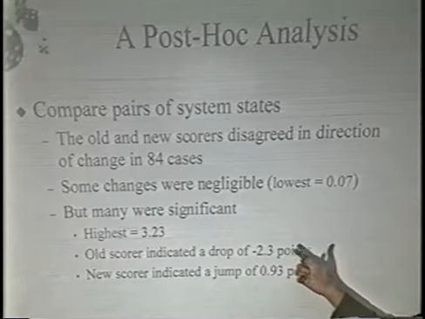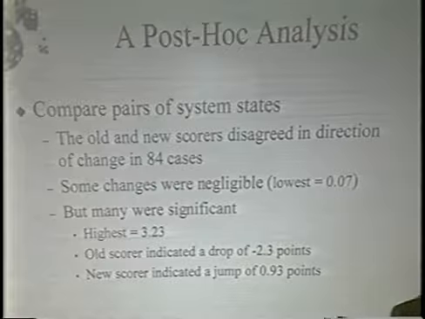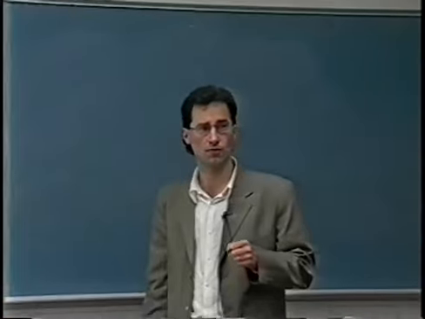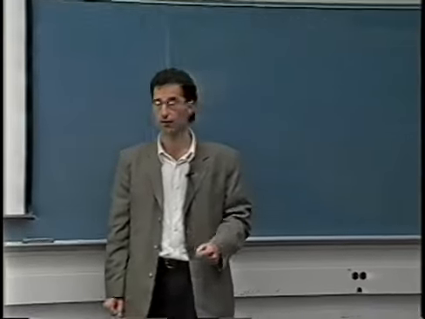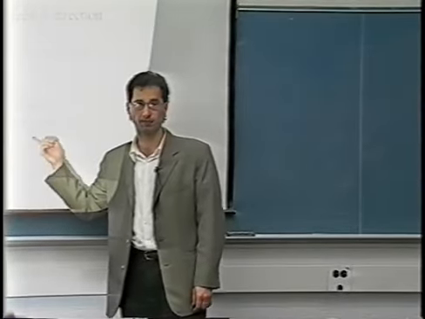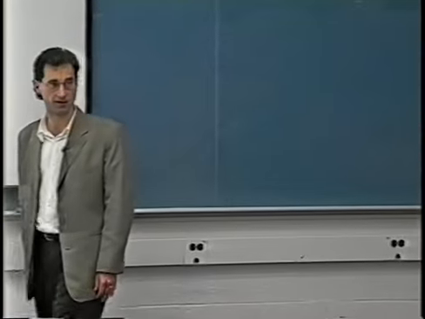So in this case, the old scorer would have told us that the changes we made were very negative, right? If the scorer told us that we went down by 2.3 points of F-score, we would reverse the changes that we made. Meanwhile, the new scorer, which did the proper alignment, said we went up by almost a point. And of course, we would keep changes on the basis of that kind of feedback.